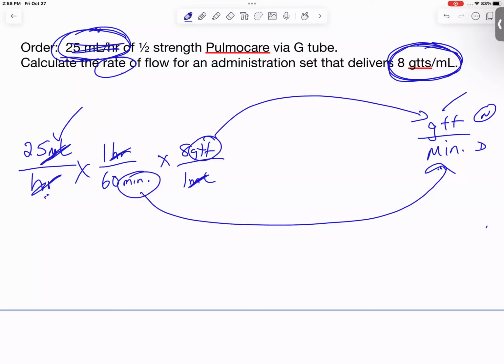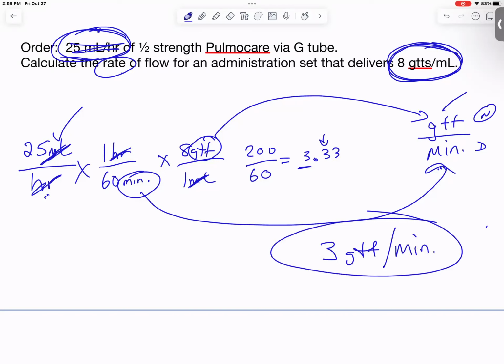Now it's just math. So 25 times 8 times 1 is 200, and 60 times 1 is 60. And when you do the math and divide, it's 3.33. We cannot split a drop. So we round. So we have to round to the whole number when it's drops because we cannot split a drop. We cannot split a capsule. So 0.3 is not 5 and up. So we keep it the same. So we are going to be administering 3 drops per minute to our patient.